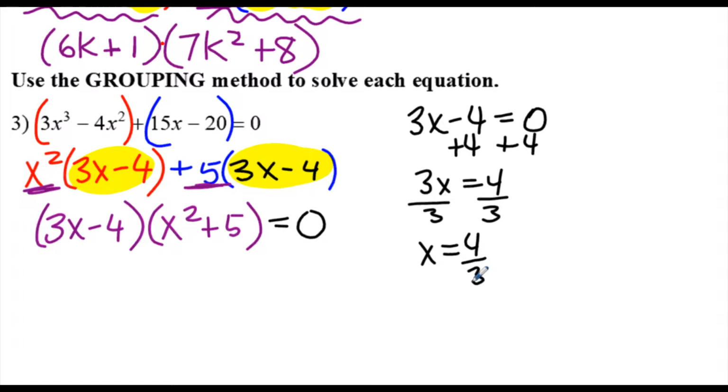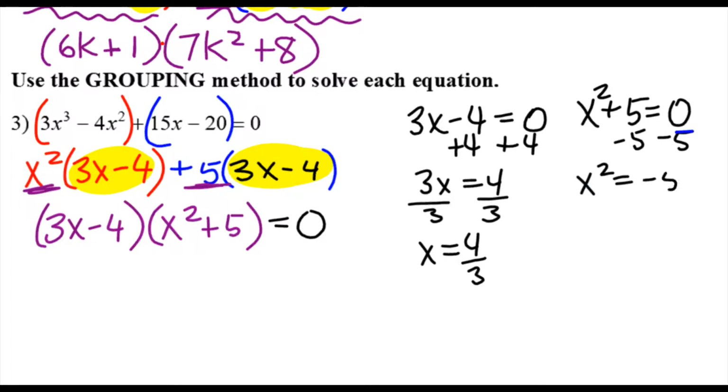As for the other one, it's a little bit harder, I suppose, because of the x squared. But you're just trying to isolate the variable. So start off and subtract the 5. You have x squared equals negative 5. And then to continue, to get the x by itself, you're going to have to take the square root.